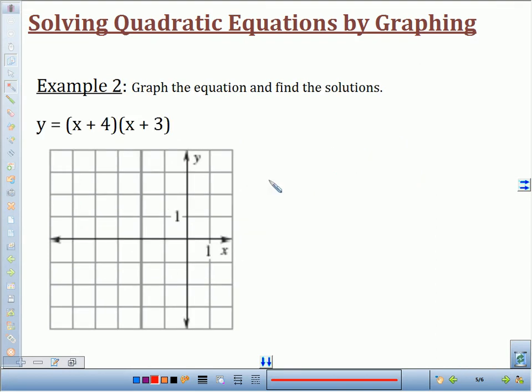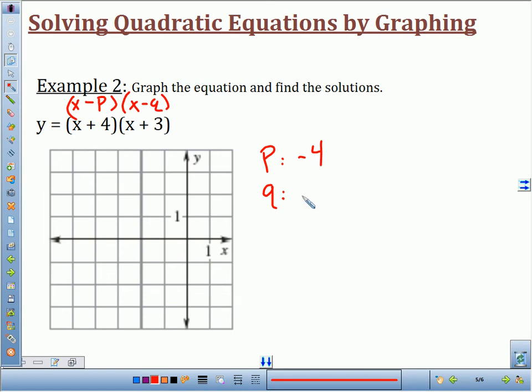Now, I would like to graph an equation and find those points. To start with, I'm going to graph this equation. This equation is in intercept form. We can tell because we have 2 sets of parentheses and none of them are squared. And of course, we know intercept form is in that form x minus p times x minus q, where p and q are numbers that we're interested in. And in fact, p and q are the x-intercepts by definition. In this case, p is negative 4, and q is negative 3.